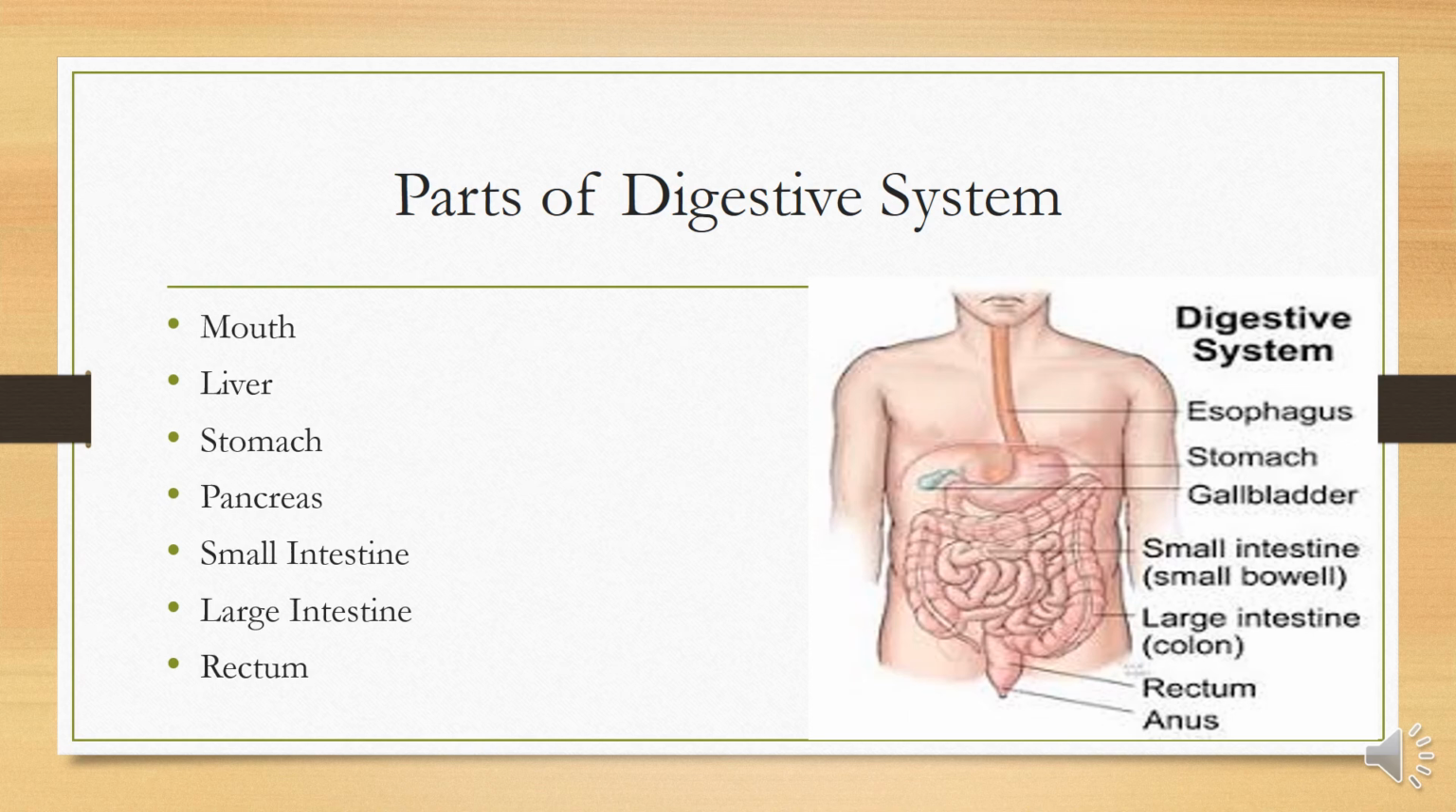Okay, so you can see it's a long tube and part of the tube is called the esophagus, and there is another digestive part which is the gallbladder. These are extra names which we may discuss in the oncoming classes, but at the moment we will focus on these parts: mouth, liver, stomach, pancreas, small intestine, large intestine, and rectum.